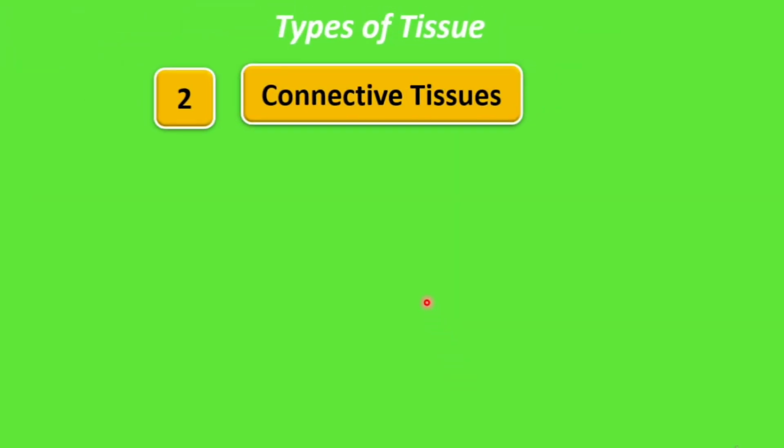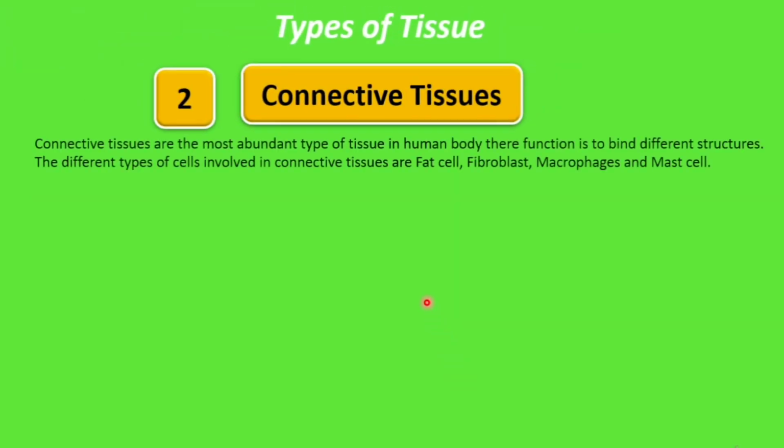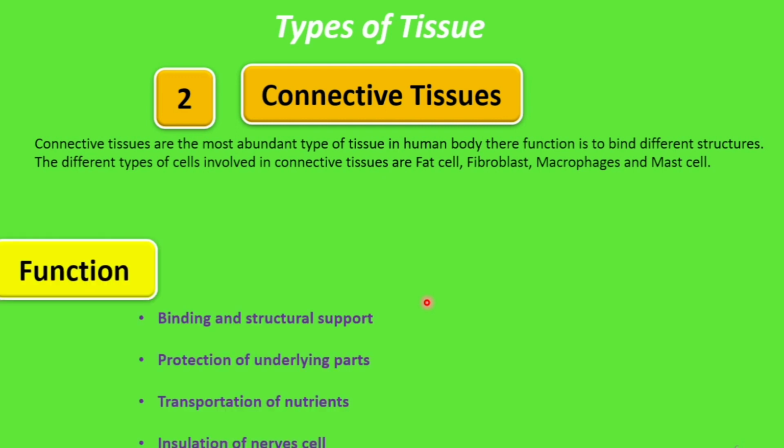The second type of tissue is known as connective tissue. Connective tissue is the most abundant type of tissue in the human body. Its function is to bind different structures. The different types of cells involved in the connective tissue are fat cells, fibroblasts, macrophages, and mast cells.